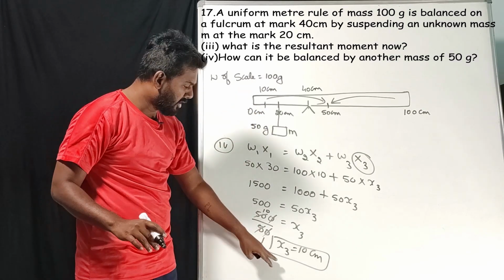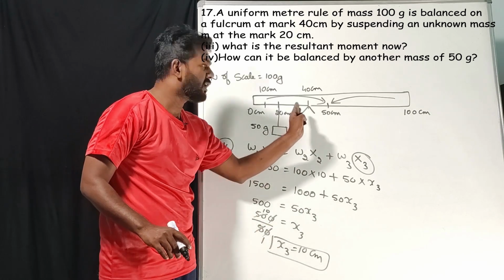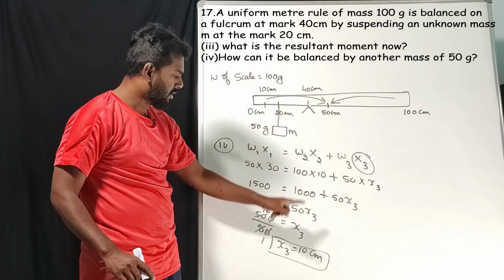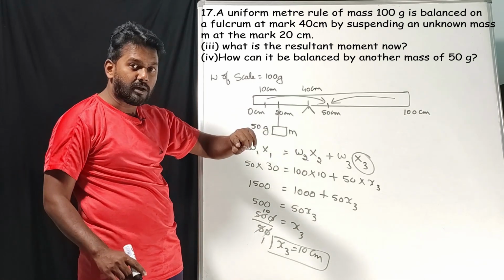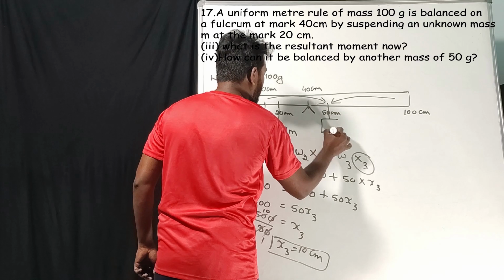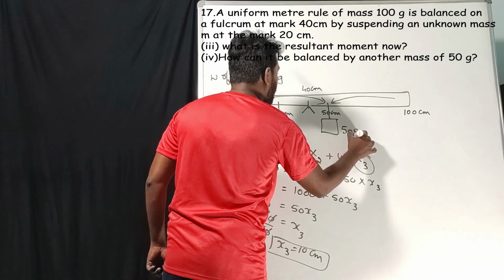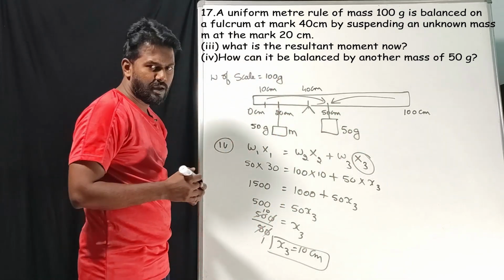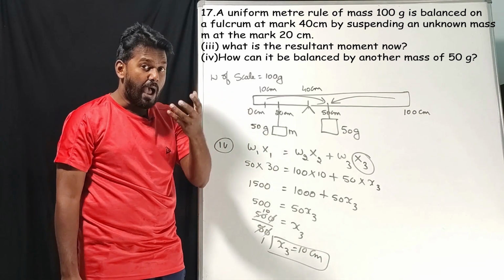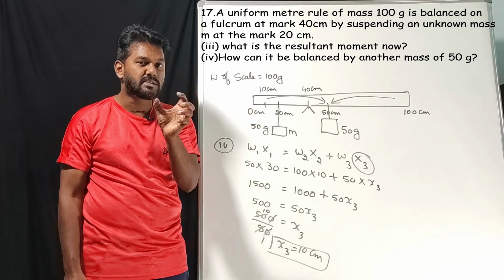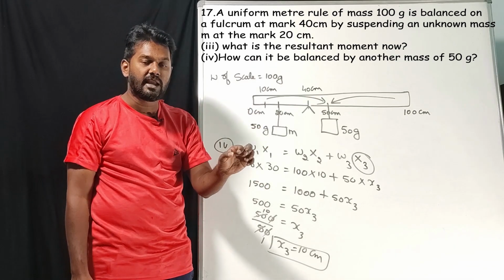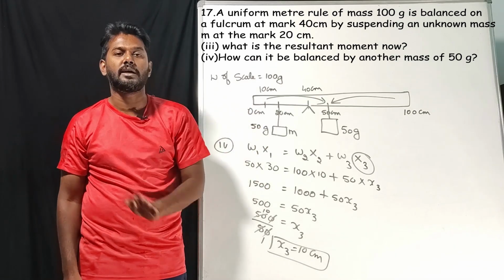No, see, we know we have to keep this load on the right hand side, 10 centimeter from the fulcrum, exactly at 50 we have to keep this 50 gram. So you have to write that, you have to conclude the values. Answer: we have to keep the extra 50 gram load on the right side exactly at 50 centimeter.